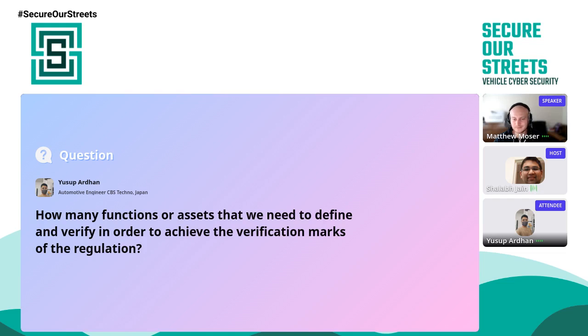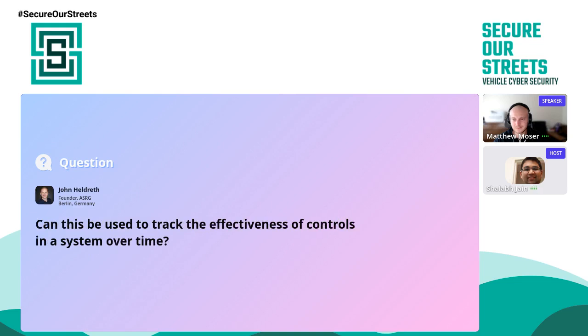Okay, so we have more questions coming in. Lots of questions. This one is from John. Can this be used to track the effectiveness of controls in a system over time? Yes, this is something that could potentially be done. You would mostly be looking, at least in its current draft, at the statuses of the validation and verification testing.